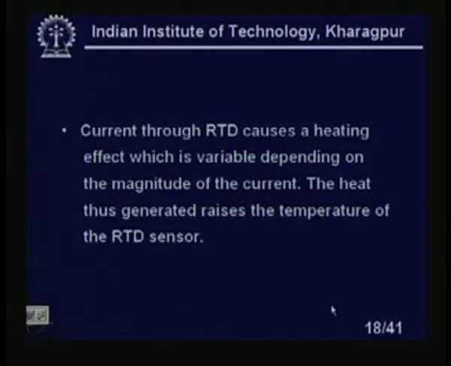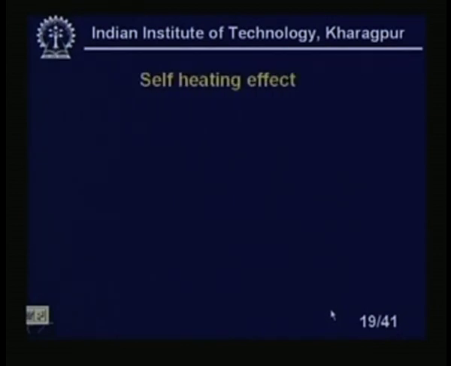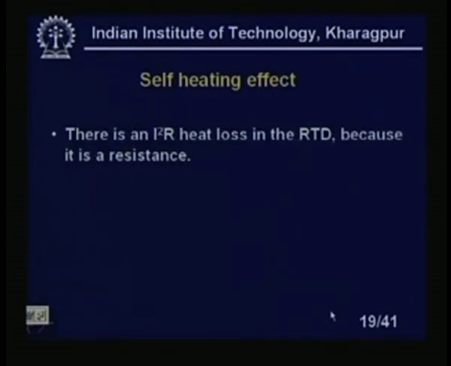Now, current through the RTD causes a heating effect which is variable depending on the magnitude of the current. The heat thus generated raises the temperature of the RTD sensor. Self heating effect: there is an I square R heat loss in the RTD because it is a resistance, obviously as in any resistance. And this is called the self heating effect. You see, you cannot avoid it.